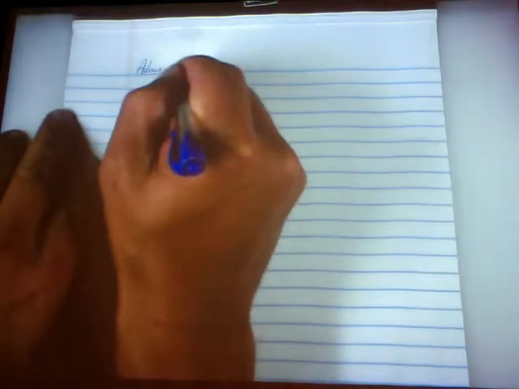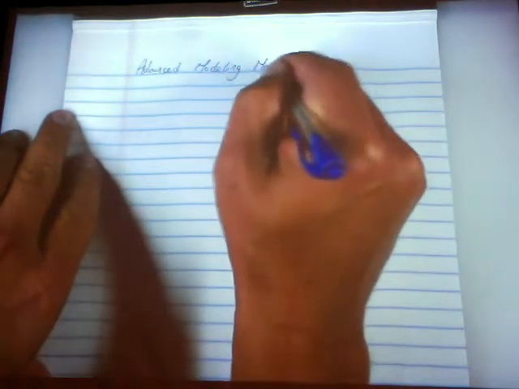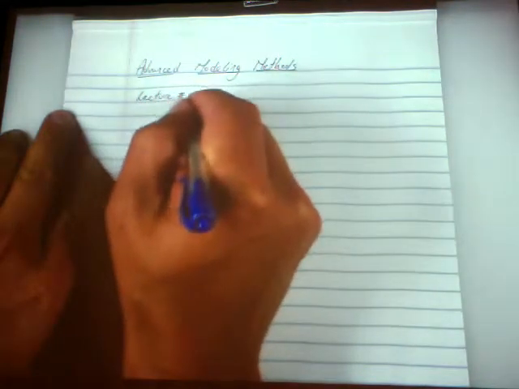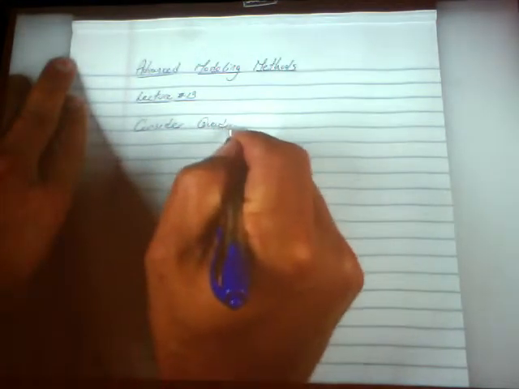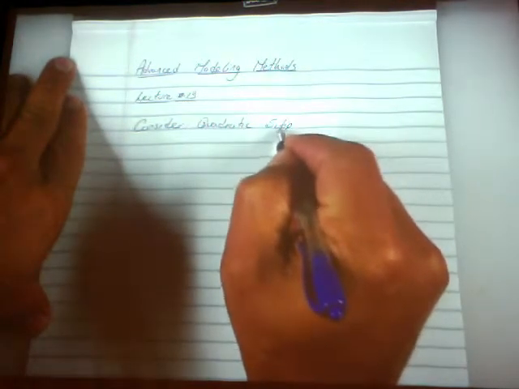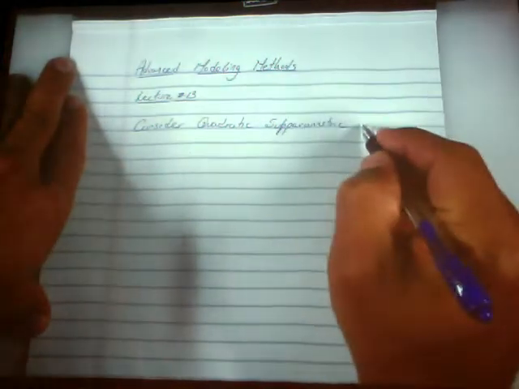So this is Advanced Modeling Methods, and this will be lecture 13. Now consider quadratic subparametric boundary elements.